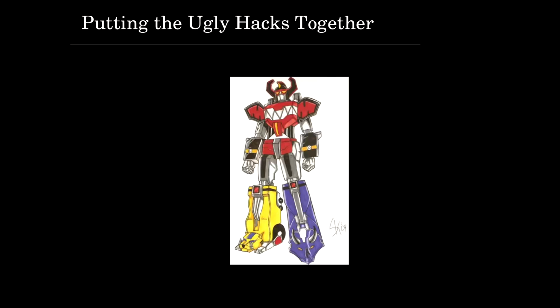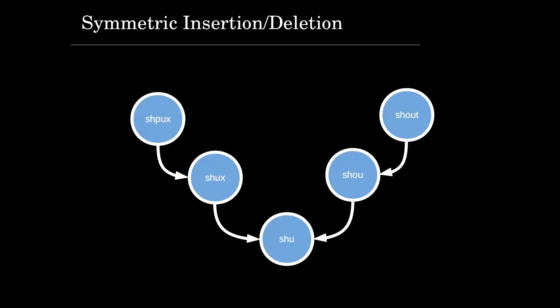So all of those ugly hacks are nice, but the nice thing really is not the individual ugly hacks, but the way that they come together to form something greater than the sum of its parts. Now, let's look at the symmetric search that I talked about earlier and how it can combine with insertion-deletion distance. Let's look at the not-a-word spooks.